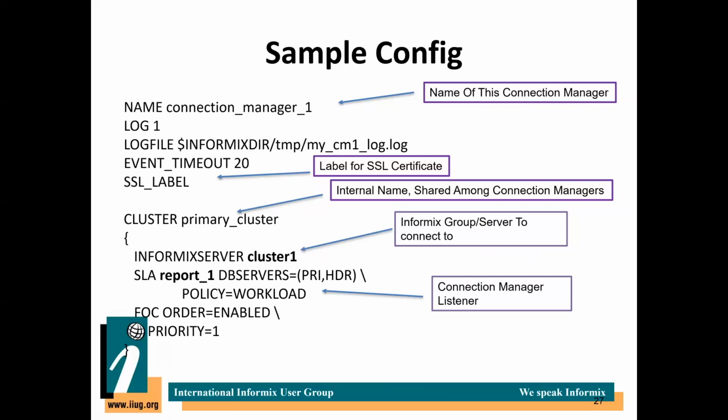So again, third option or the third entry here, the cluster name. So that is the internal name. That is the only place it's needed. The next one is the Informix server, where we call it cluster one. This is important. So this is actually where this particular group of connections, where it is actually connecting to.